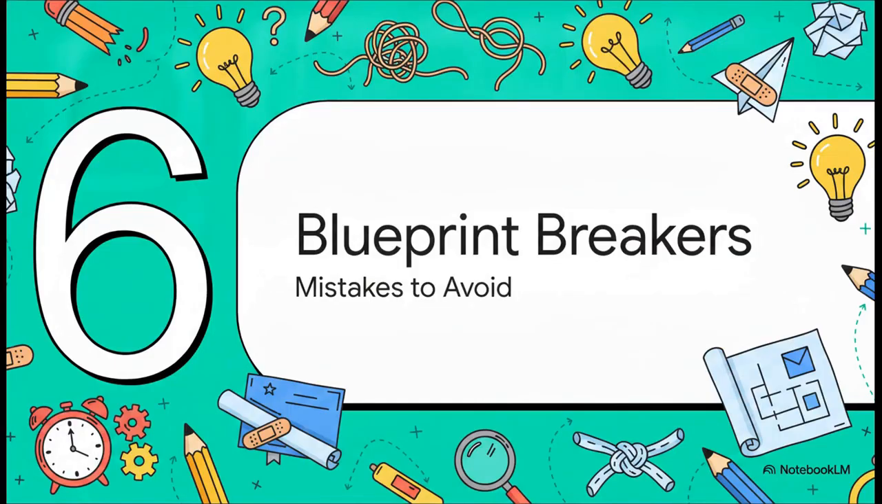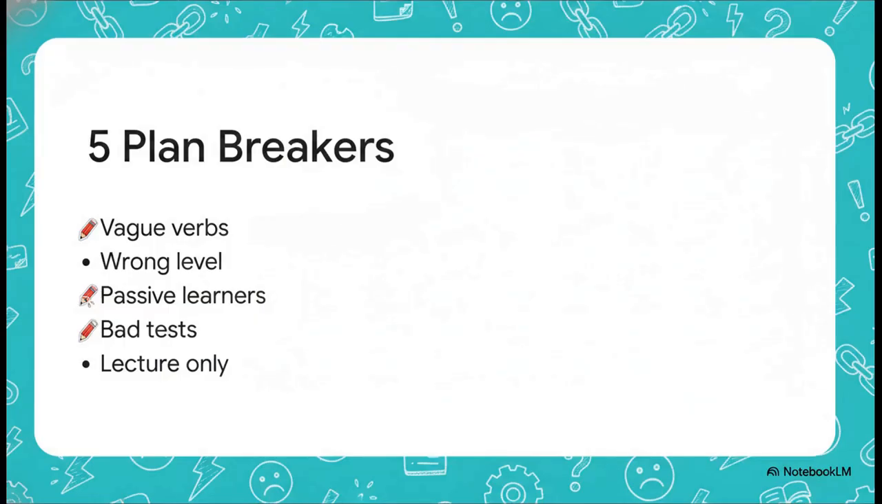Finally, Section 6, 5 lesson plan breakers, common mistakes to avoid. These are the everyday mistakes that so easily break most lesson plans. But the good news is, they're incredibly simple to fix once you know how to spot them. Watch out for these broken links. 1. Vague verbs like understand or appreciate. Just ban them entirely. Use active verbs you can actually measure.